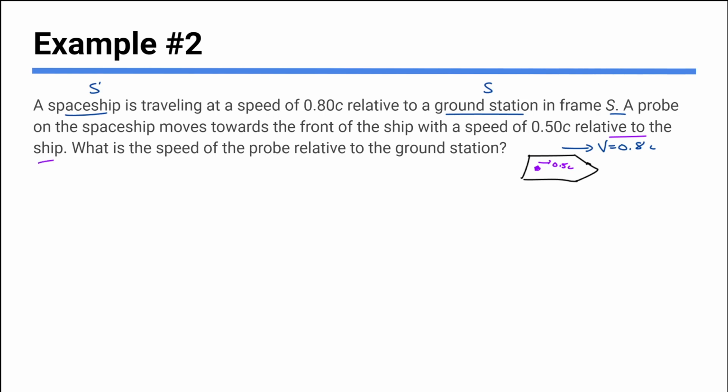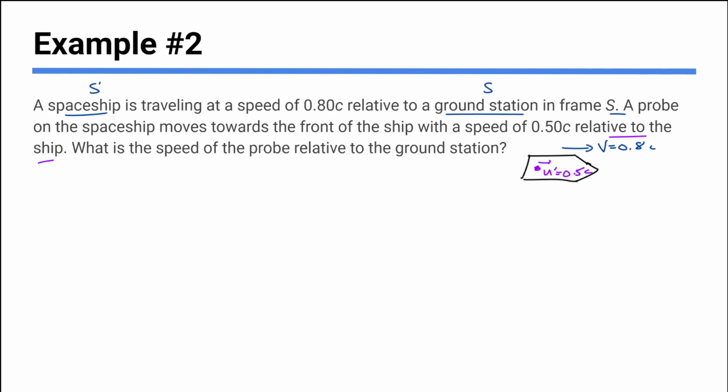So what should that be? Think about it. Is that u or u prime? It's the speed of an object, and since it's relative to the ship and the spaceship is S prime, that is u prime. U prime. So this number is u prime, what they gave me. That's important. It's very easy to mix these up and call that u or something like that.